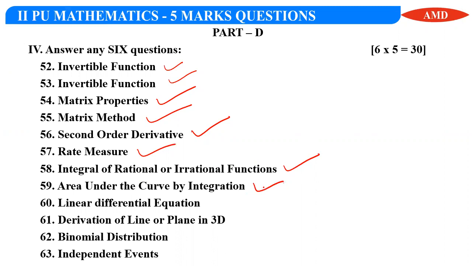This question will be to find the region bounded by the curve, mostly a circle or an ellipse. Then there is 1 question from differential equations, and here you'll have to find the general solution for a linear differential equation. We have 1 question from 3D, which will be a derivation. Out of 4 derivations, 1 will be asked. Then there are 2 questions from probability. So a total of 12 questions.